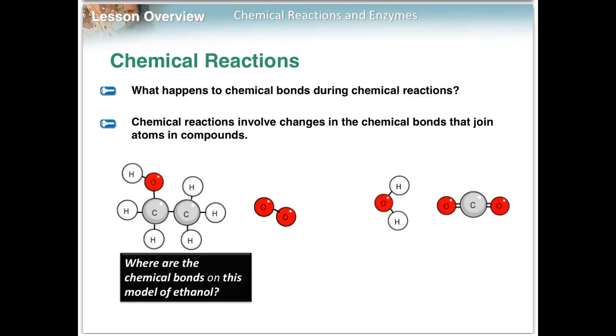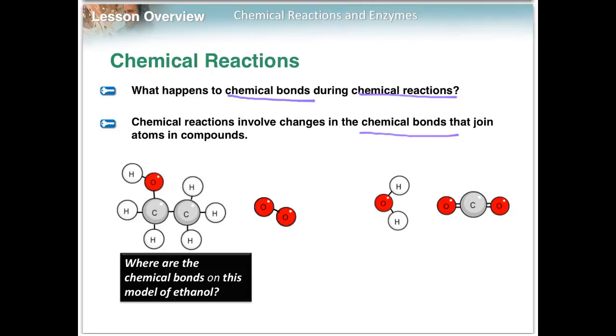Let's focus on the key concepts that you should be learning from this lesson. The first one is we want you to think about what happens to the chemical bonds during chemical reactions. And the second point is that we want you to understand that in chemical reactions there are going to be changes in the chemical bonds that hold atoms together.